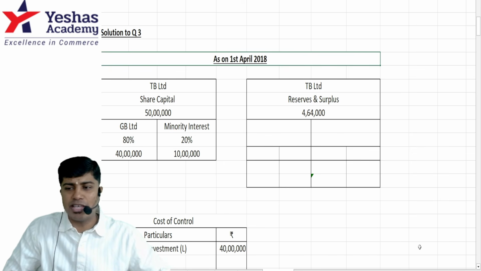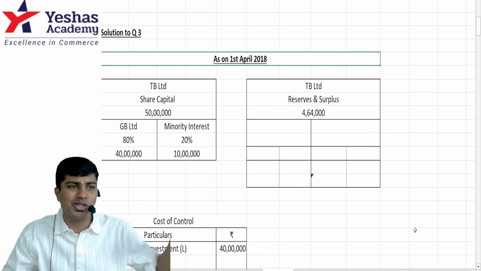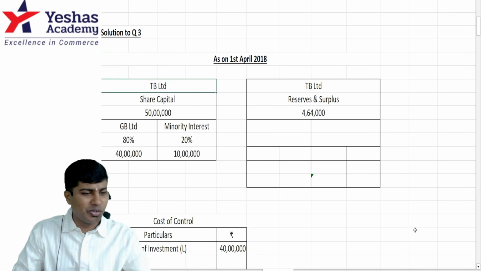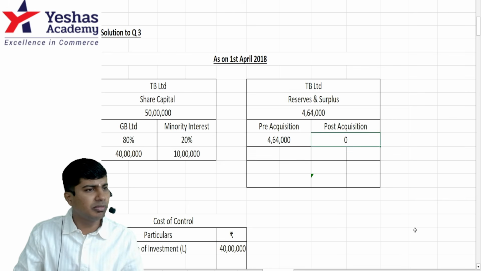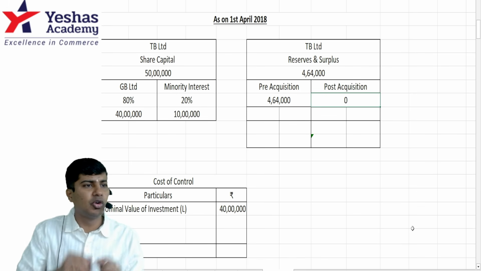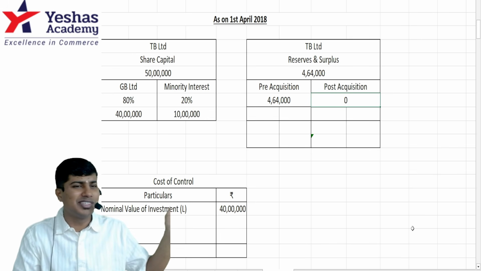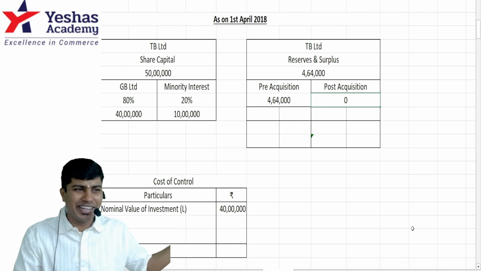Actually, they have not asked as on the date of acquisition. They only asked as on the consolidated balance sheet date. So I would write the complete 4 lakh 64 as pre. Post is 0. This should be further split between holding and minority. We would do one more table, but that is needed only when we have more than one reserve. Only one reserve, so shall I write here only?